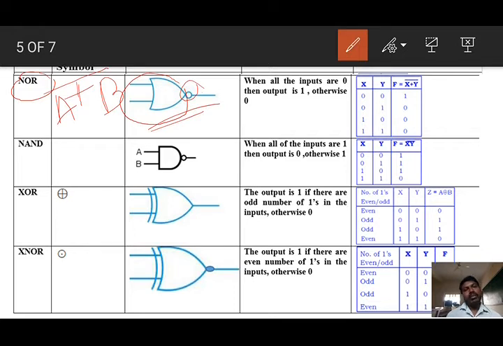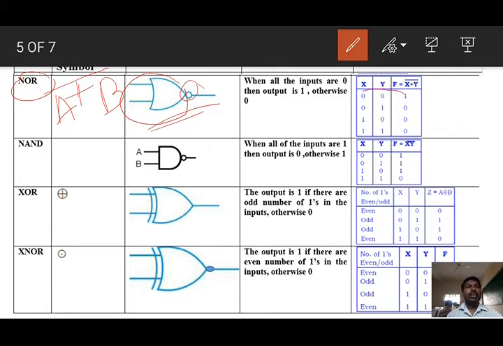The output condition: when all inputs are 0, then the output is 1, otherwise 0. You can check in the truth table.